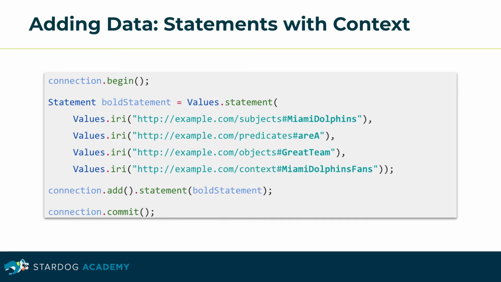The Values API has varargs to it. So here we can say that Miami Dolphins are a great team, and we can also specify the context within the Miami Dolphins fan base. So the inclusion of the graph IRI is also possible here.